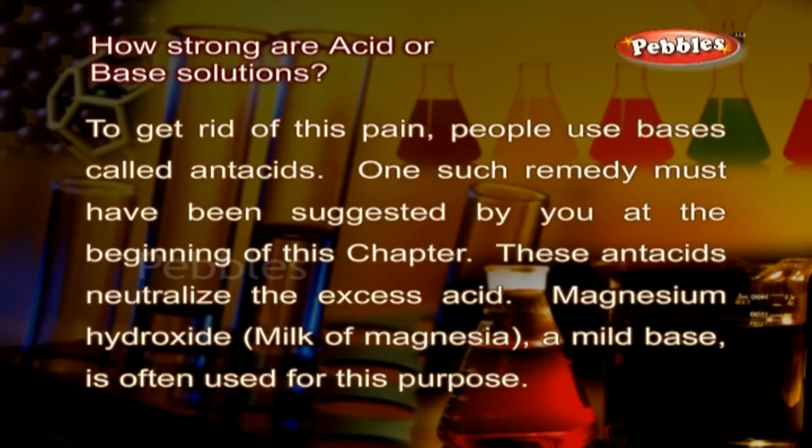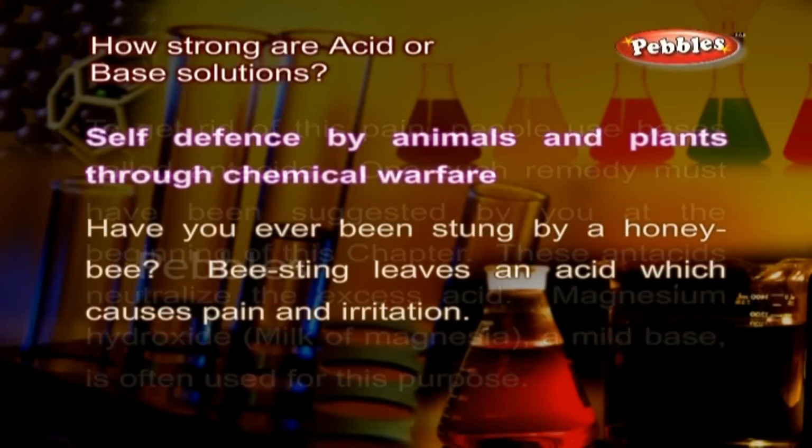One such remedy must have been suggested by you at the beginning of this chapter. These antacids neutralize the excess acid. Magnesium hydroxide or milk of magnesia, a mild base, is often used for this purpose.